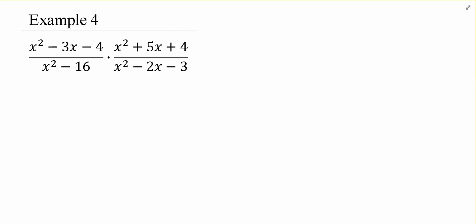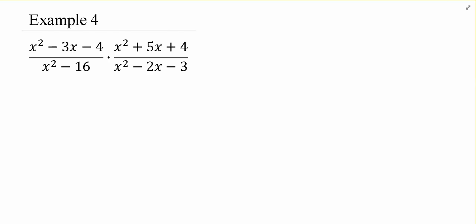So for this multiplication problem, it's all going to boil down to factor, factor, factor. That's the name of the game. We're going to factor all four of those polynomials. We're going to divide out common factors that are in both the top and bottom. And we're going to see what's left.